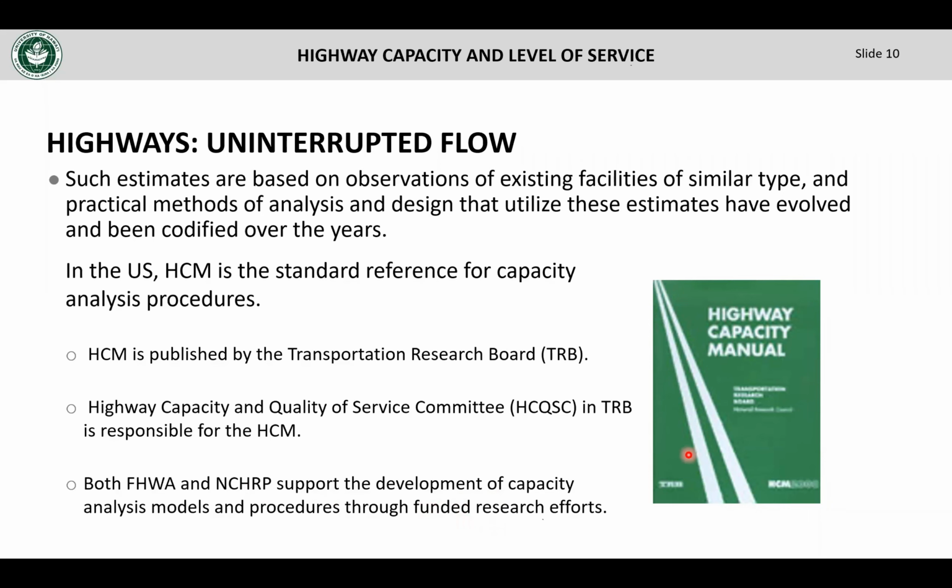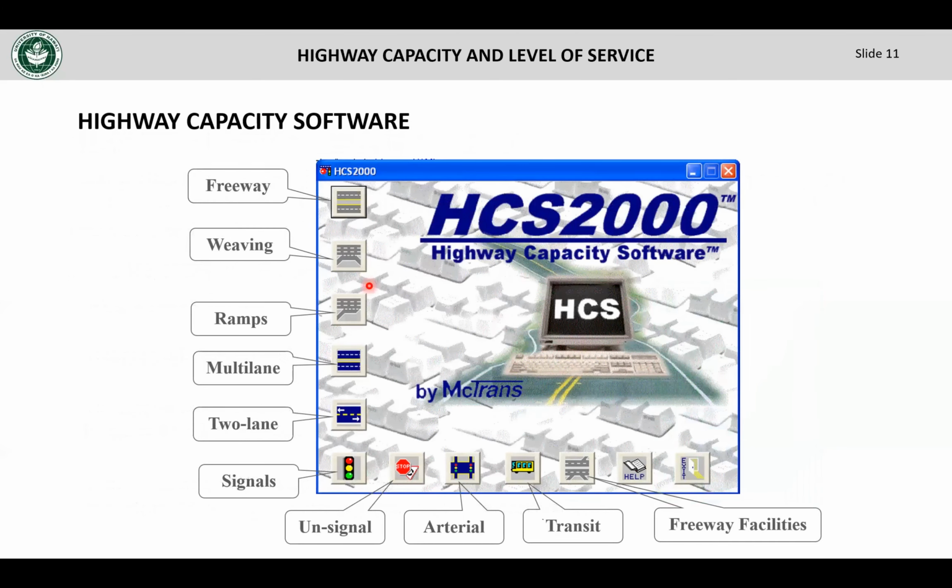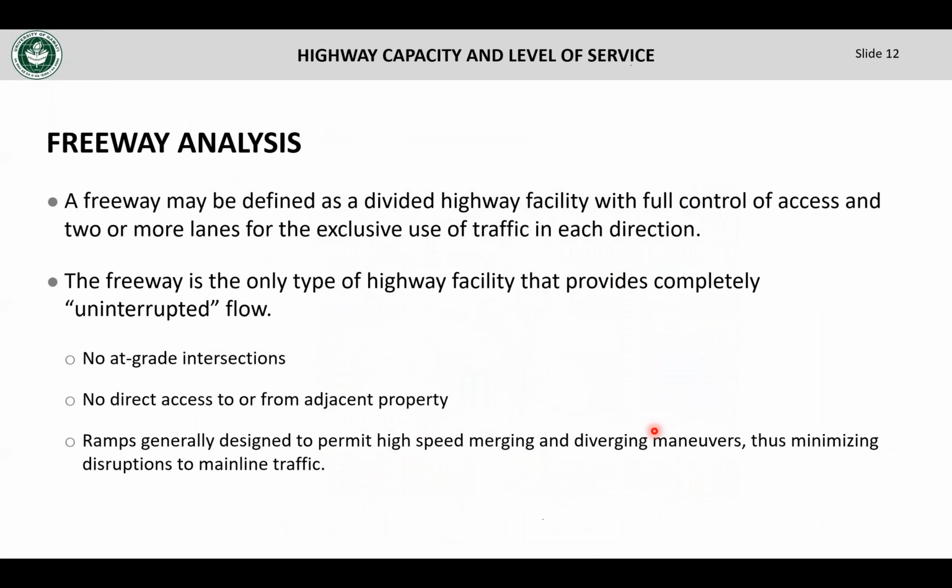It comes in PDF form, but it also comes with software. There's something called the Highway Capacity Software, and you can see here a screenshot from the 2000 version. This also gives you an idea of all the things that the Highway Capacity Manual covers. Let's go back to the definition of freeway.